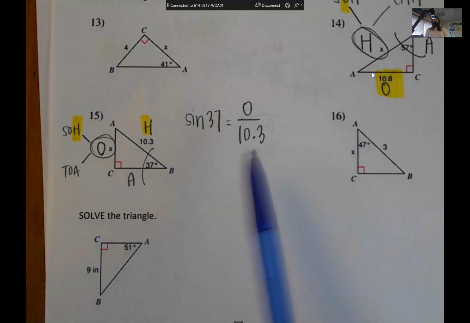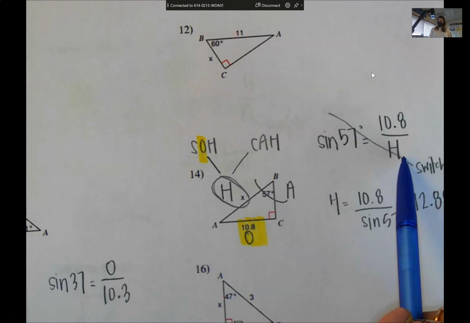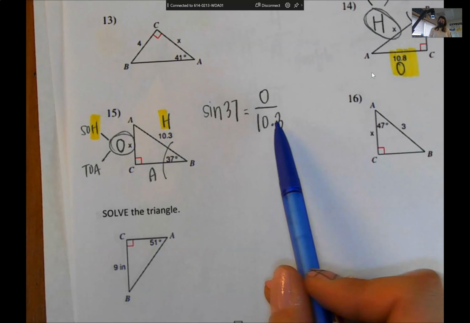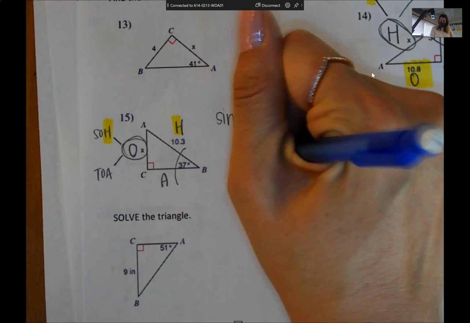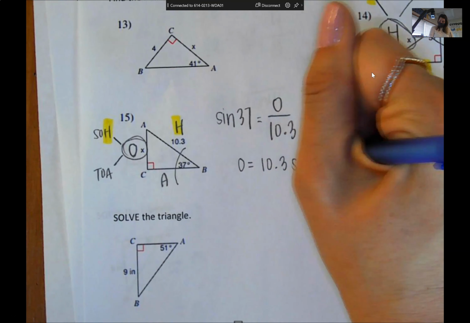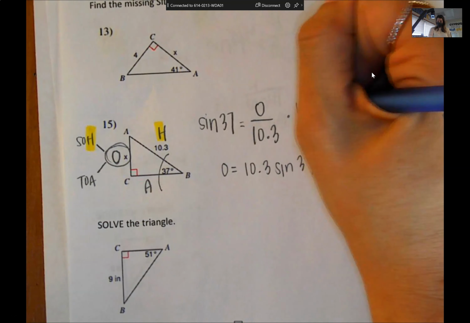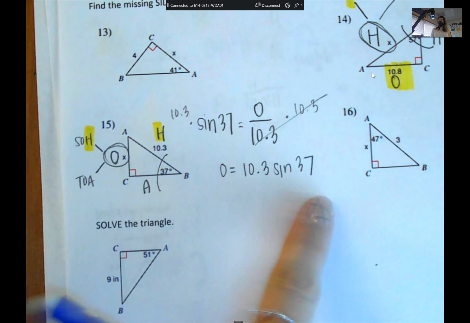Well, this time we won't switch because notice these are both numbers. Up here we had the number, the angle, and the side we wanted to find. Here, all you have to do is multiply both sides by 10.3. So what that ends up looking like is that O is 10.3 times the sine of 37. So we would multiply both sides by 10.3, and it ends up looking like that.